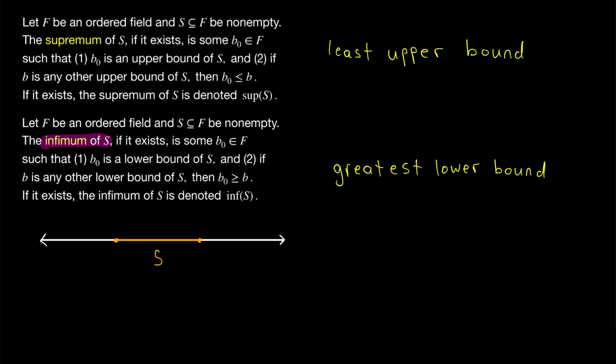Similarly, the infimum of a set, if it exists, is the greatest lower bound. A set may have many lower bounds. Among all of them, the greatest one is the infimum of the set.